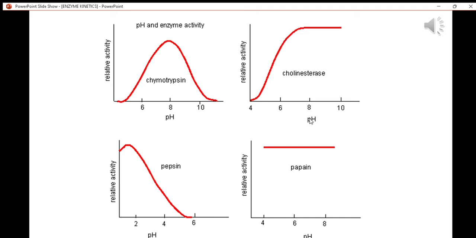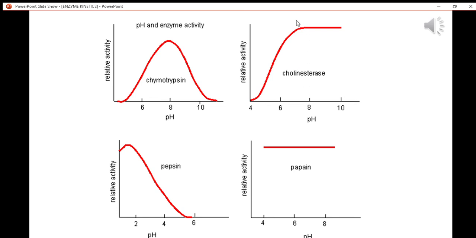Different enzymes have different values of optimum pH. Chymotrypsin is a protein digesting enzyme in our alimentary canal. What is the optimum pH for chymotrypsin from the graph? It's around 8. While for choline esterase, the value of optimum pH is slightly around 8, we can say.